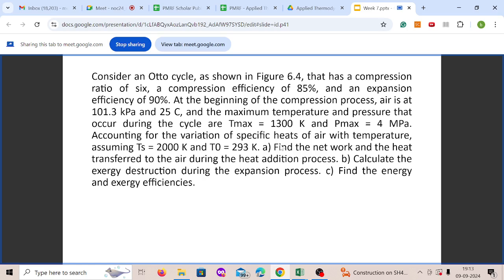Accounting for the variation of specific heats of air with temperature, assuming Ts is 2000 Kelvin and T0 as 293 Kelvin, A, find the net work and heat transfer to the air during the heat addition process. B, calculate the exergy destruction during the expansion process, and C, find the energy and exergy efficiencies.